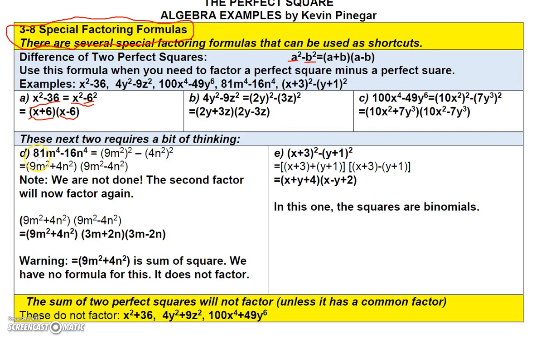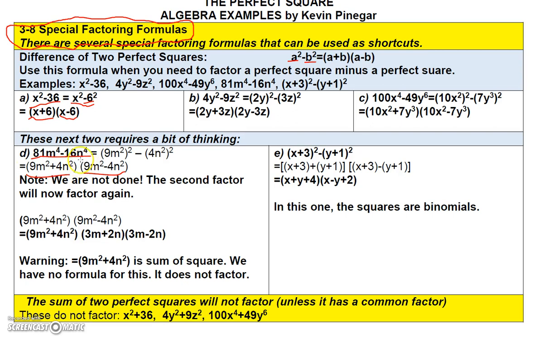I wanted to be sure and give you one that would actually factor twice. So let's take a look at this one. 81m to the 4th minus 16n to the 4th. If you write that as something squared, 81m to the 4th is (9m squared) squared, and 16n to the 4th is (4n squared) squared. So using the difference of squares formula for factoring, that will factor into 9m squared plus 4n squared times 9m squared minus 4n squared. Okay, but we're not done.